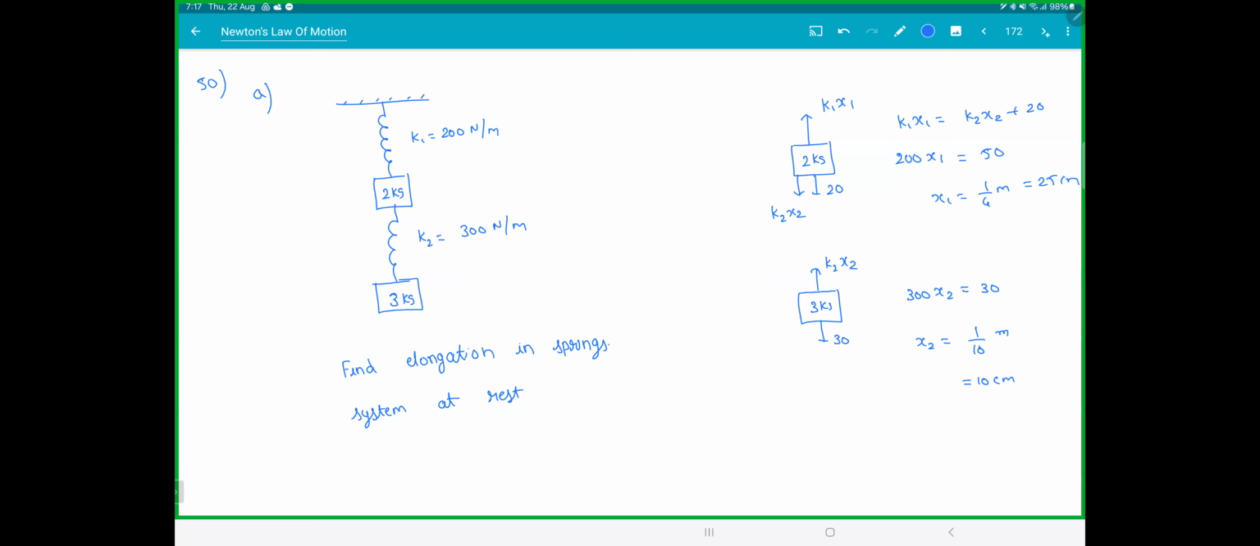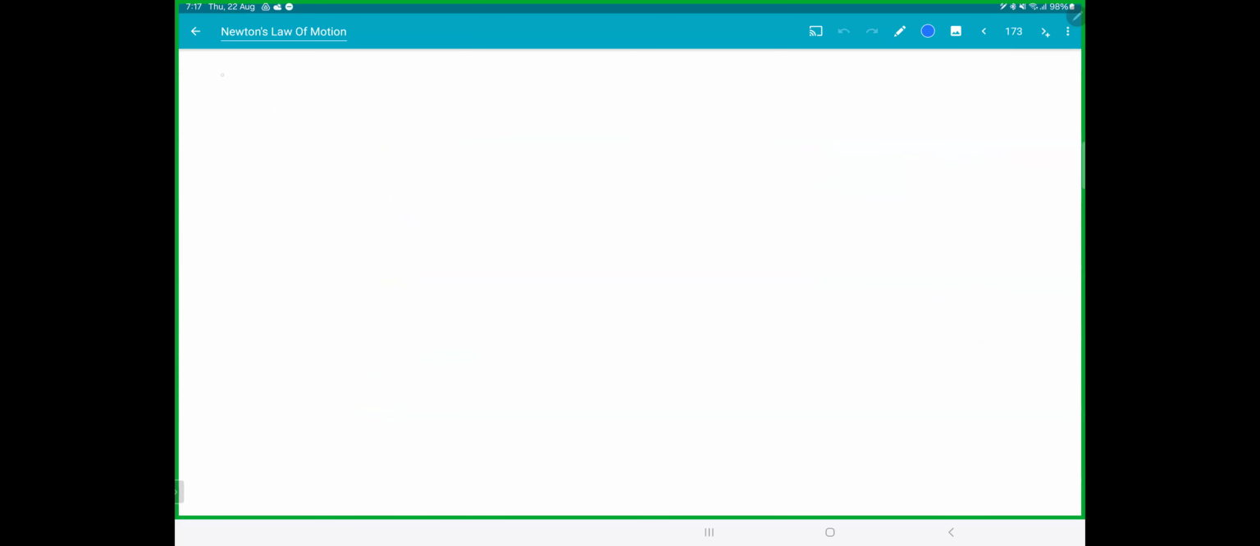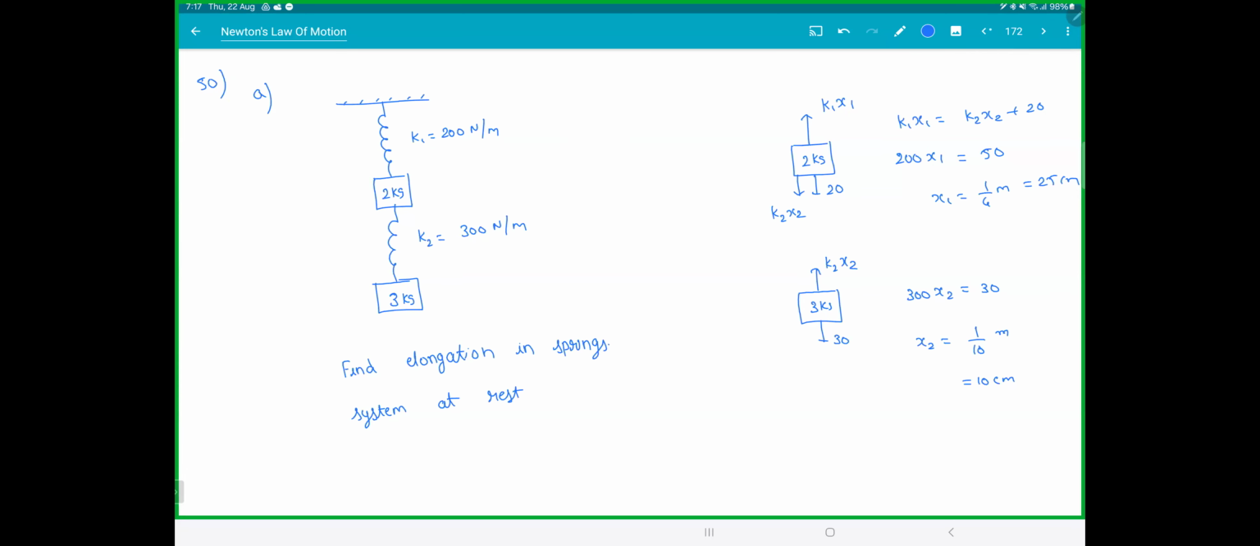So that's what you have to see. Is the spring elongated or compressed? If it is elongated, it will pull you. If it is compressed, it will push you. Clear? Turn the page. All clear with this? Great.